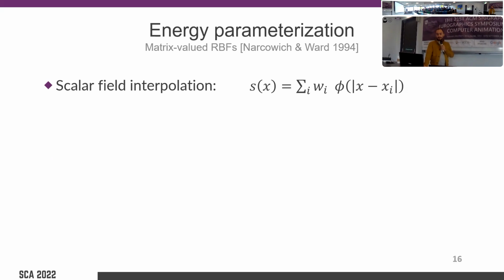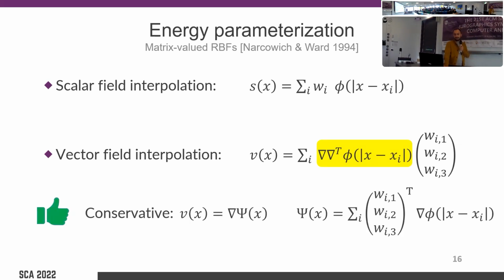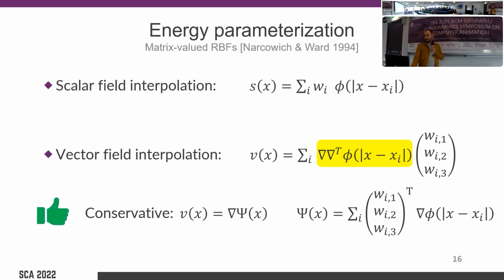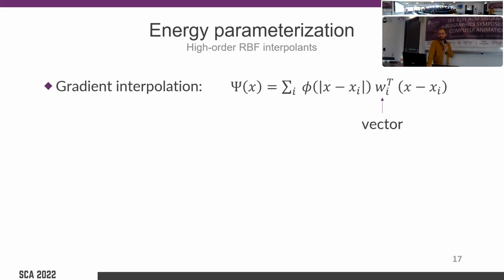There is actually another way to interpolate vector fields using RBFs, which relies on matrix-valued RBFs. We build the matrix of RBF functions using the Hessian of a scalar RBF function. And the resulting vector field is conservative by construction. And the energy function can be obtained as shown on the slide. So in our paper, we show that RBF interpolants can be extended to higher order derivatives. This will help us interpolate the Hessian of the energy.